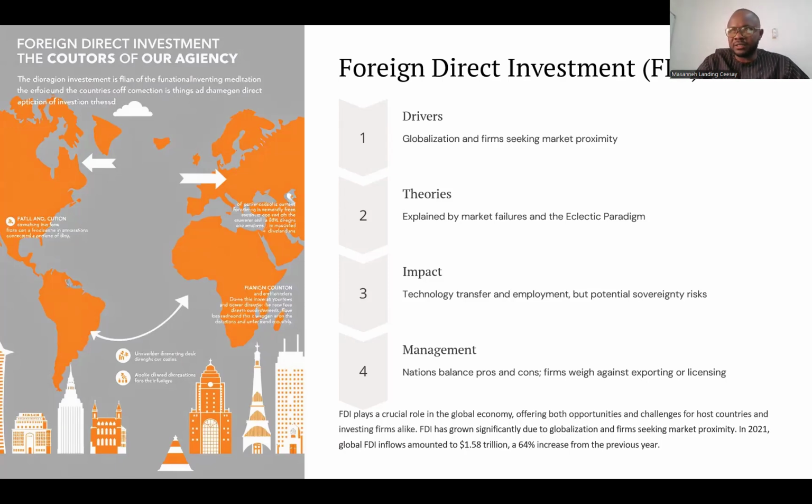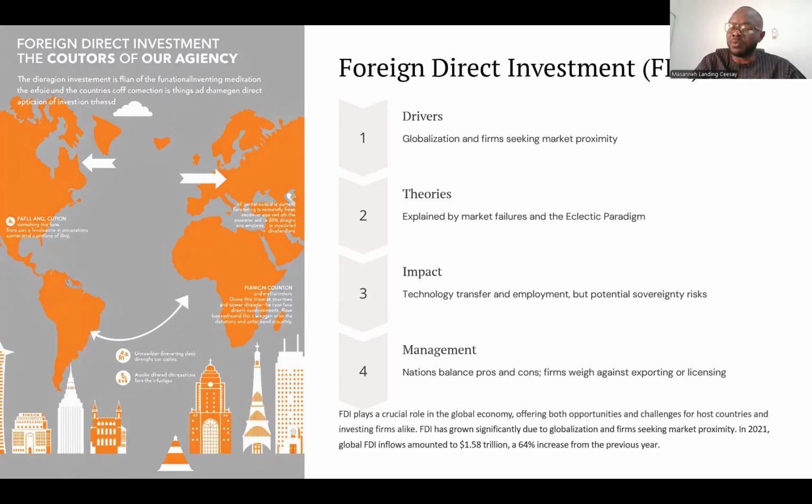Now, FDI has many advantages, and one such advantage is technological transfer. Whenever firms come to invest in a country, they usually come with modern technology because firms usually invest a lot in R&D, and that would enhance knowledge transfer and technical skills transfer to the locals. And the other thing is, whenever firms operate or invest in a country, they tend to create jobs, right?